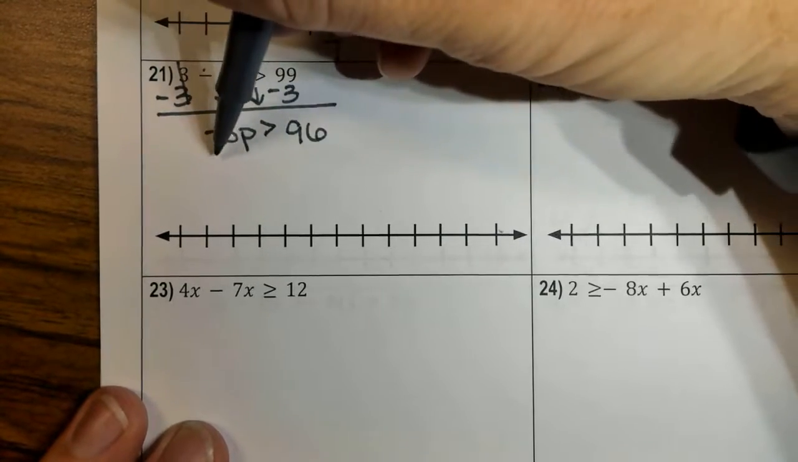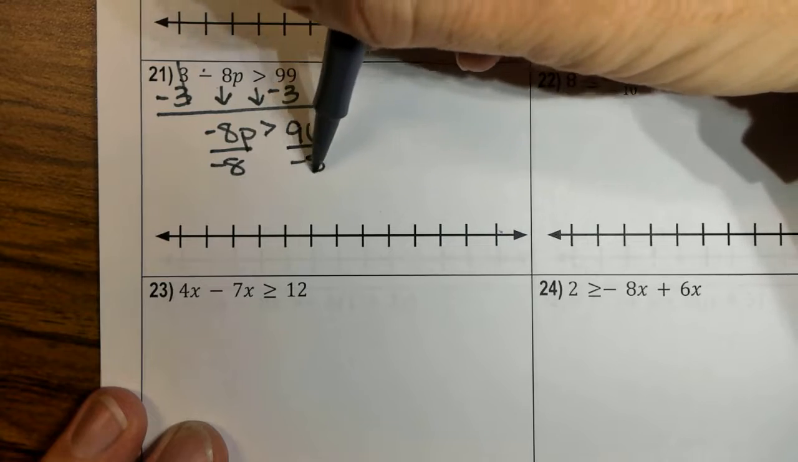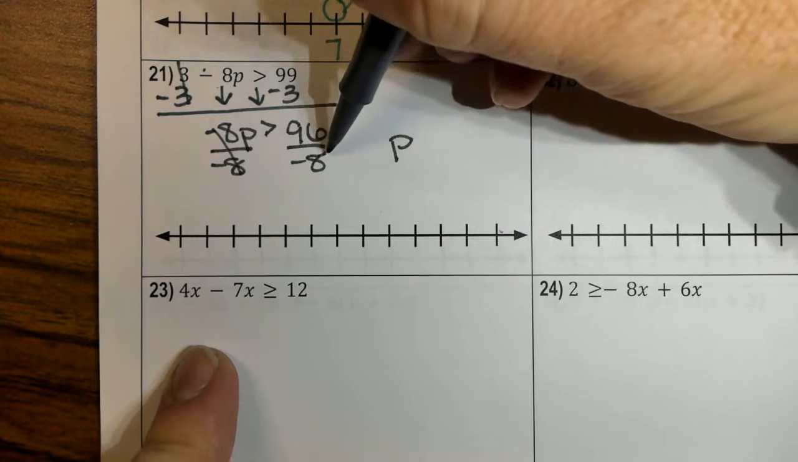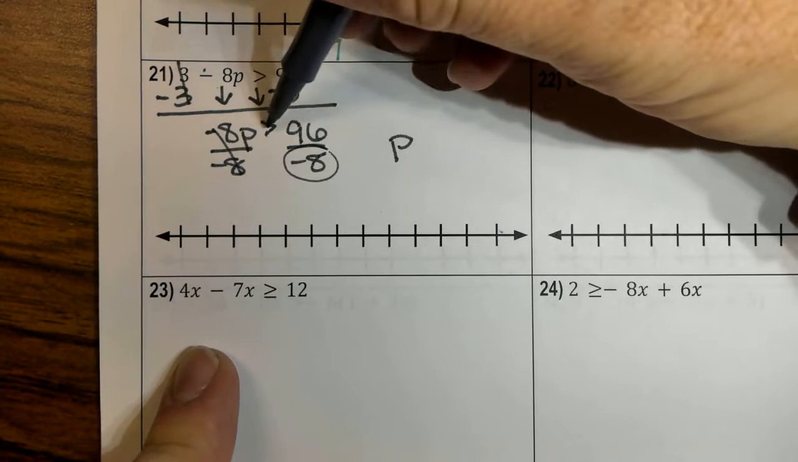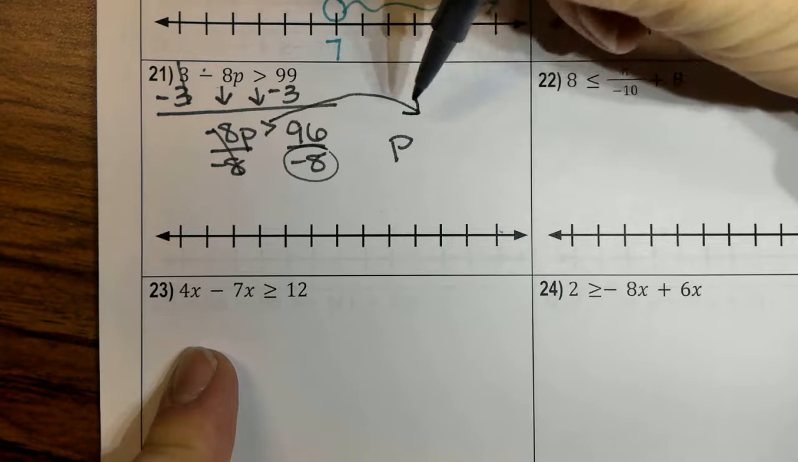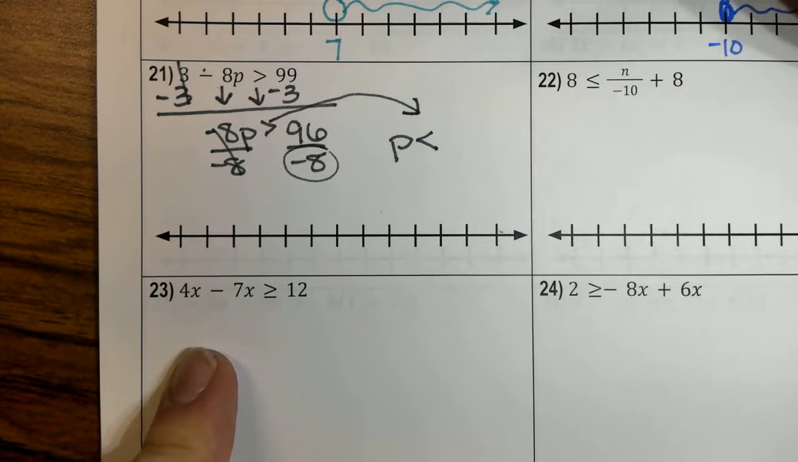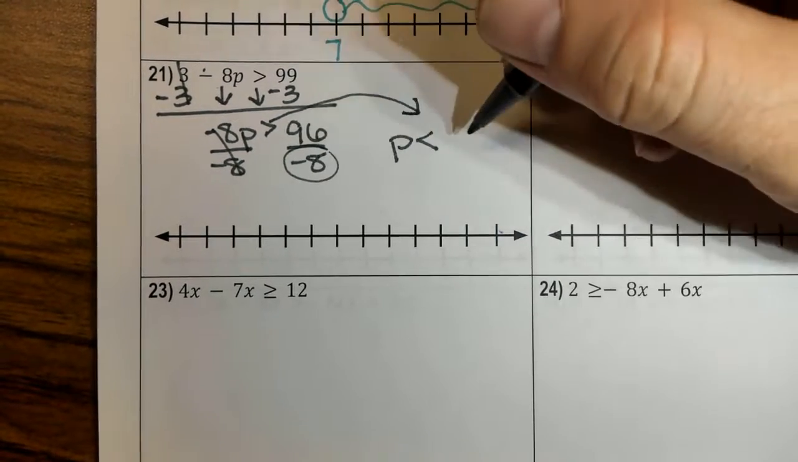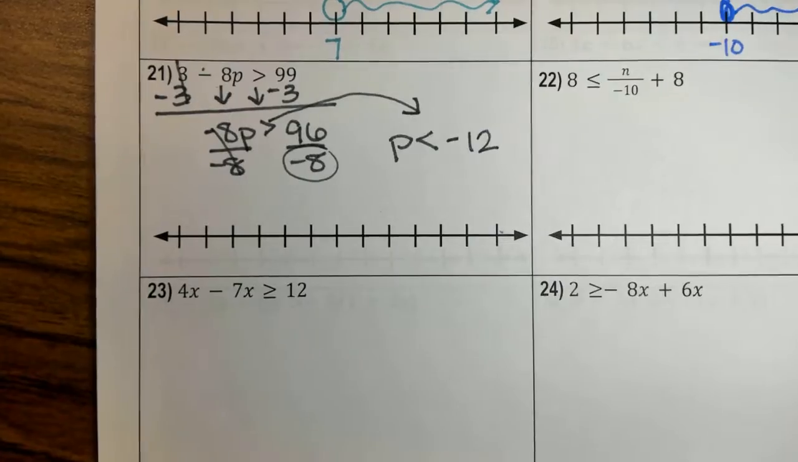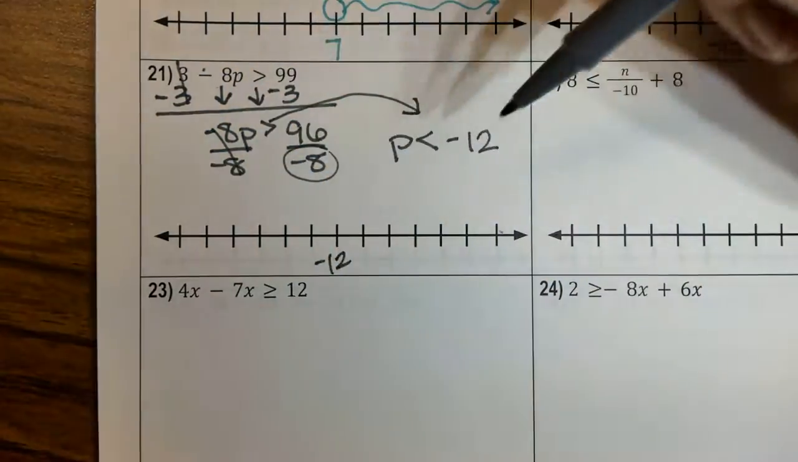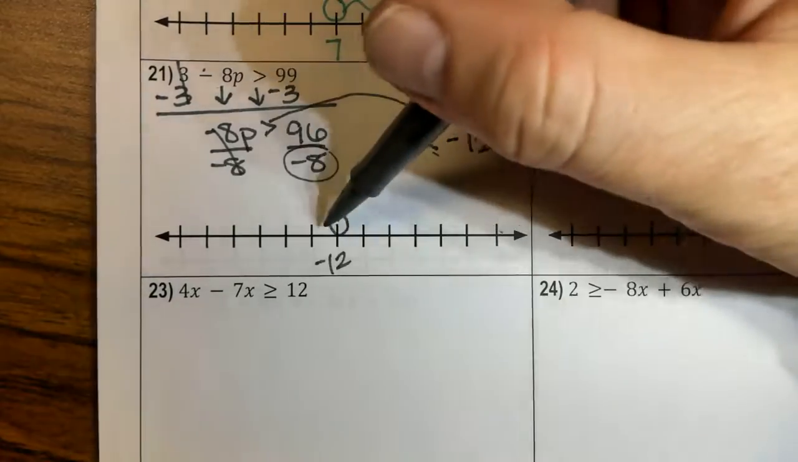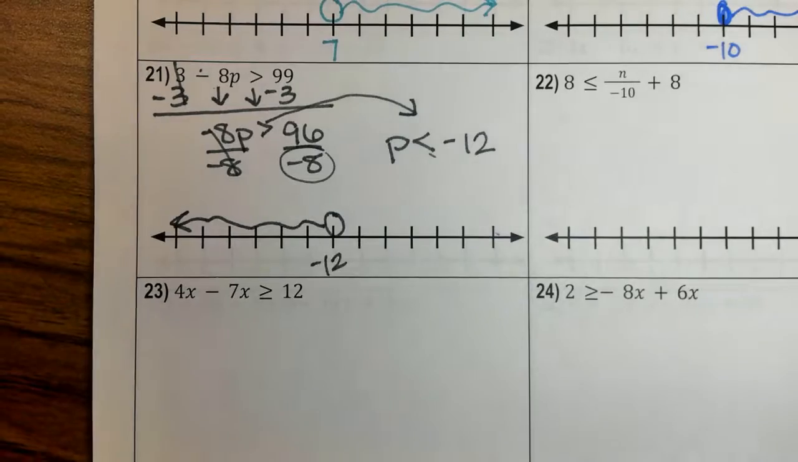Okay, now I just divide, right? So I do divided by -8. So I'm going to come over here because I have more room. So p, now because I divided by a negative number right here, my symbol is going to come over and change direction. Okay, and then I do 96 divided by -8. You get -12. Now I can graph. So I have -12. My symbol is open because it's not underlined, and less than goes left. And I'm done with that one.